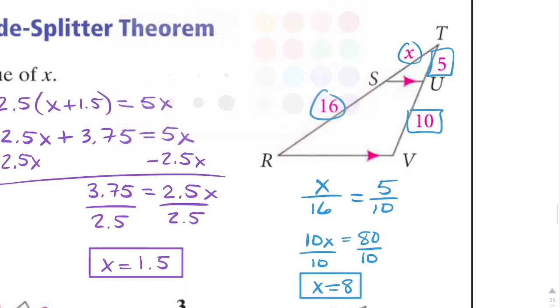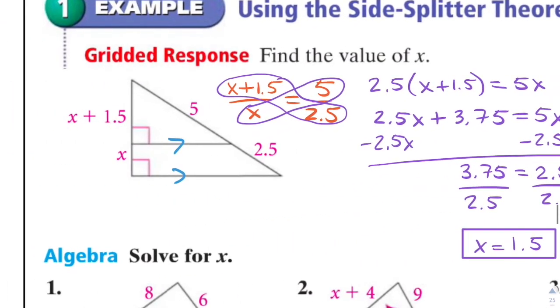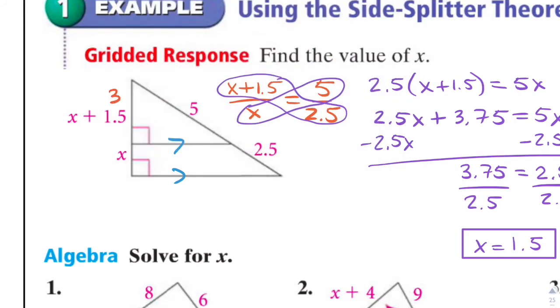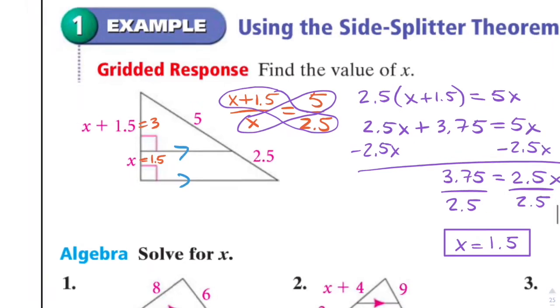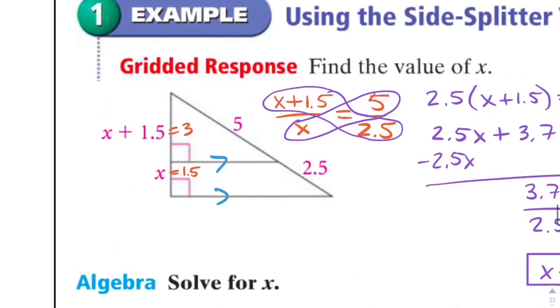Yeah, x is 8. Oh, look at that, 5, 10, 8, 16. They're half of one another, so that makes sense. This ends up being, what do we get? We got 3. So we end up getting 3, and we end up getting 1.5. That's the pieces we put together. Actually, I'm going to leave these numbers off because they're starting to get a little bit crowded.